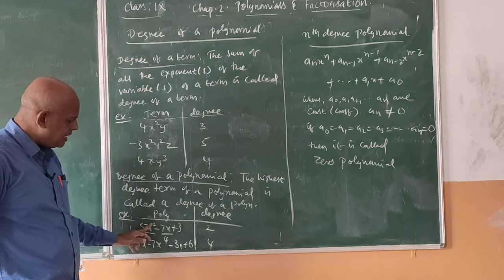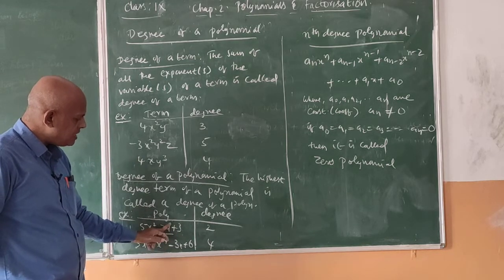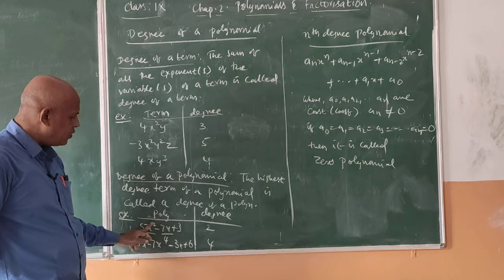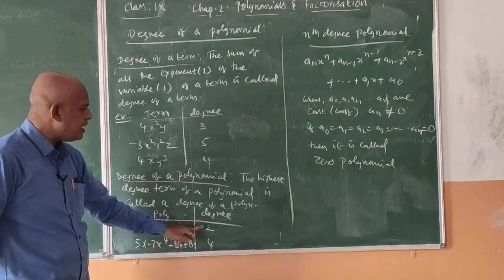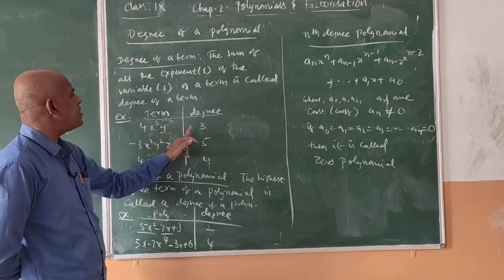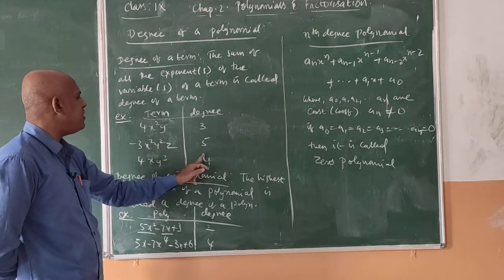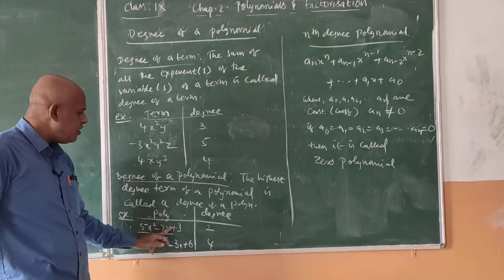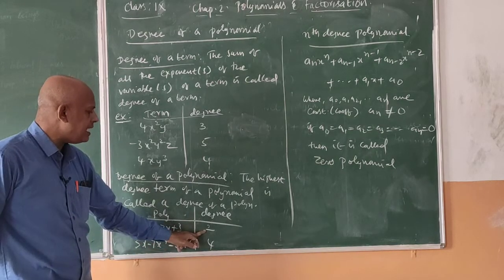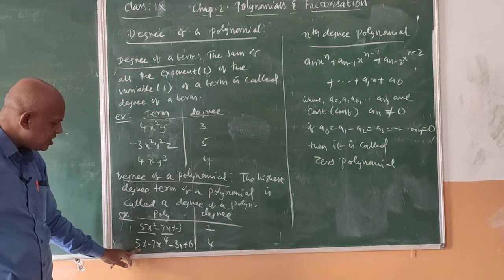This term contains degree 2. This term contains degree 1. This term contains no variable, so degree 0. 0, degree 1, degree 2. Highest degree is what? 2. So the degree of the polynomial is what? 2. Whereas for an individual term, we directly add the exponents and write the degree. But here, individually we check which term has the highest degree, and that will be considered as the degree of the polynomial.